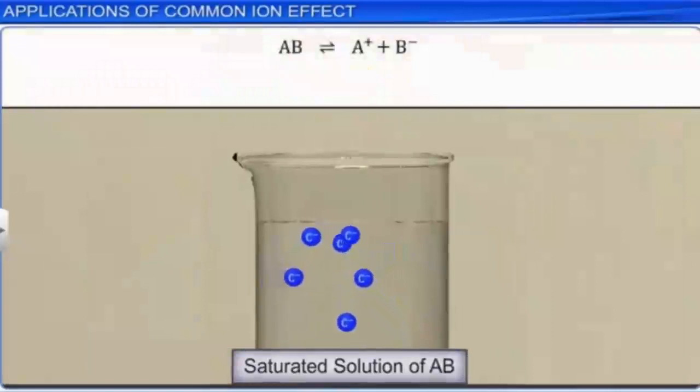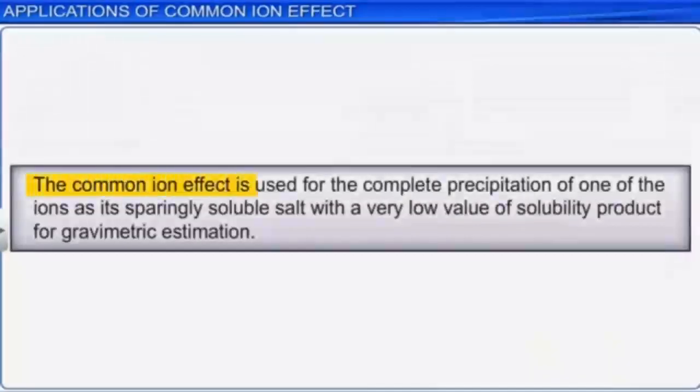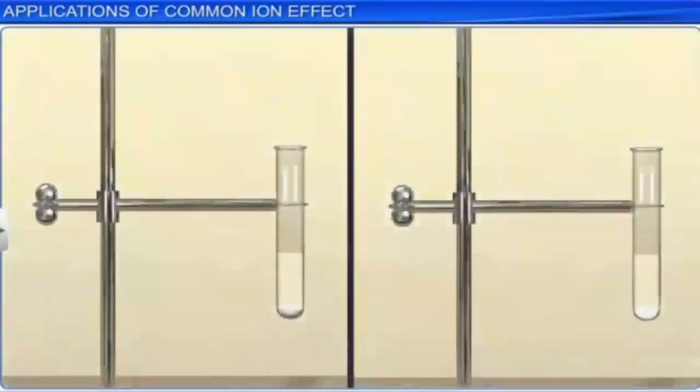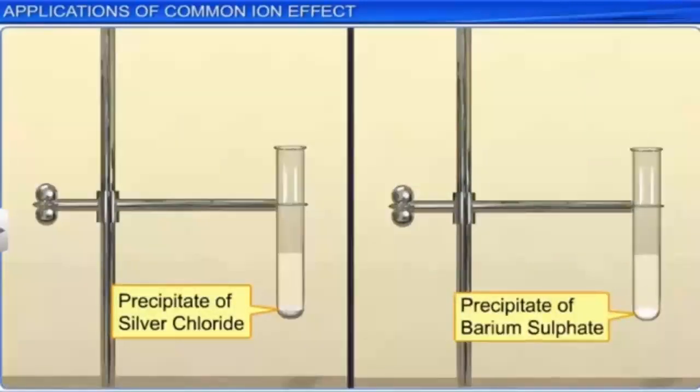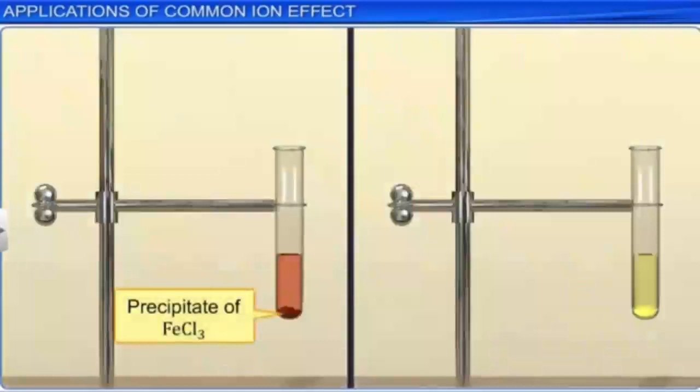The common ion effect is used for the complete precipitation of one of the ions as its sparingly soluble salt with a very low value of solubility product for gravimetric estimation. For example, silver ions are precipitated as silver chloride, barium ions as barium sulfate and ferric ion as ferric chloride or ferric sulfate.